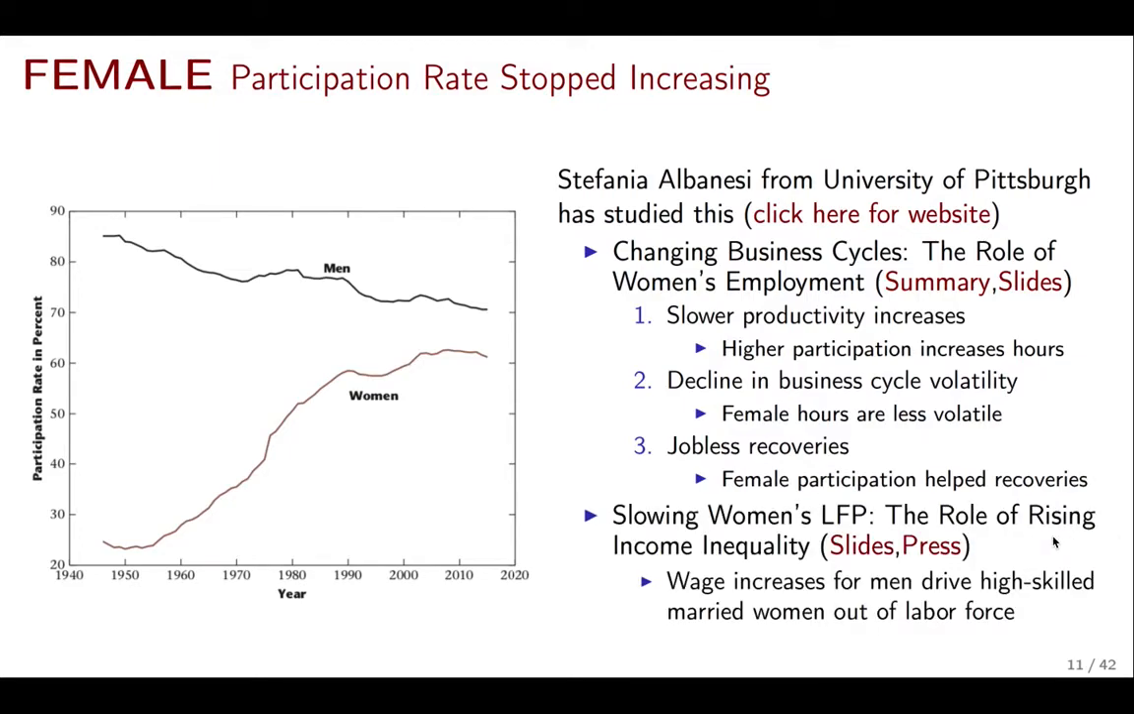There is also other work showing that as labor force participation among women is slowing down, there is also rising income inequality. This work basically shows that wage increases for men are driving high-skilled married women out of the labor force. So as there is more income inequality, and because there is also discrimination in the labor market, and these high-paying jobs are mostly going to men, there is also this force driving highly productive, highly educated women out of the labor force.